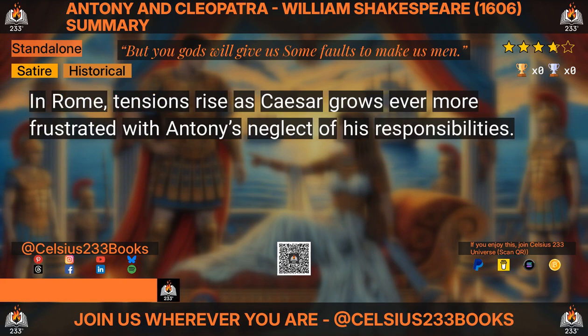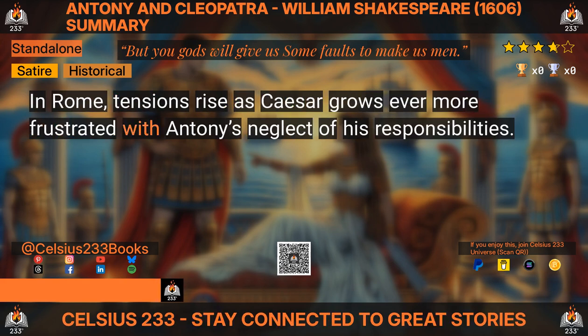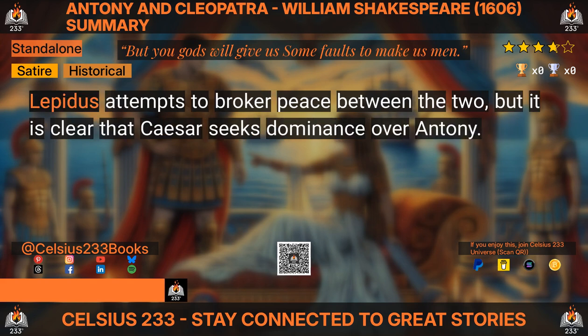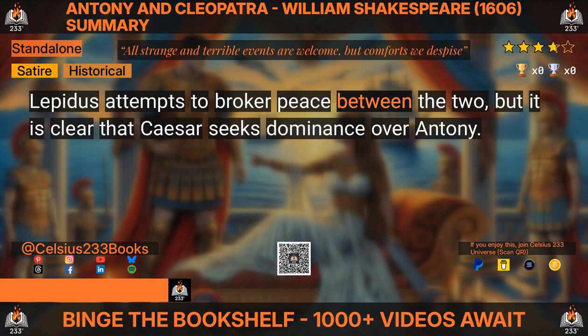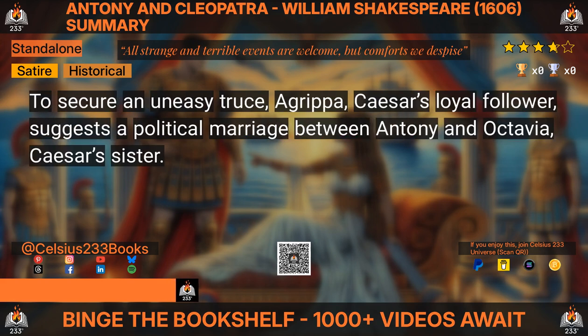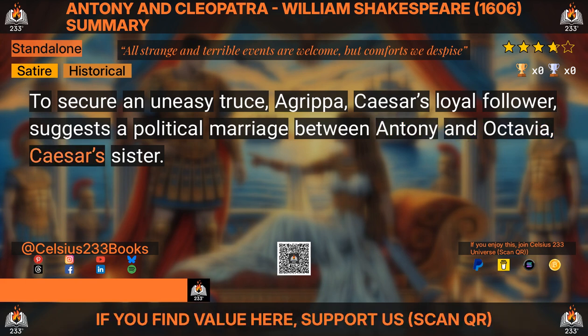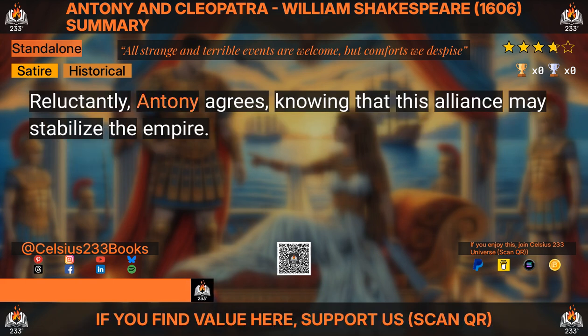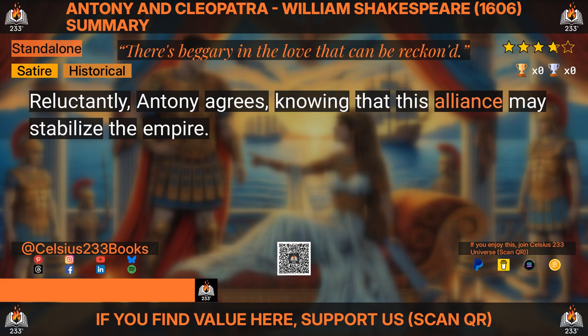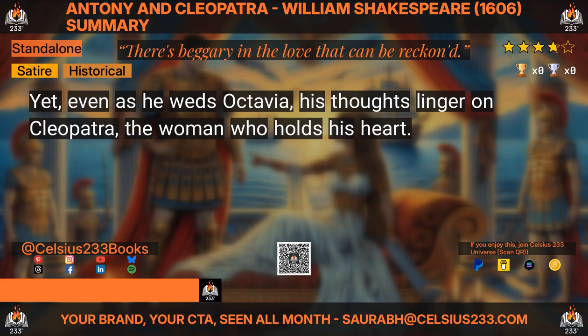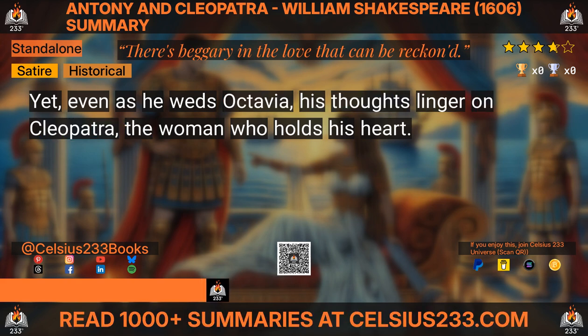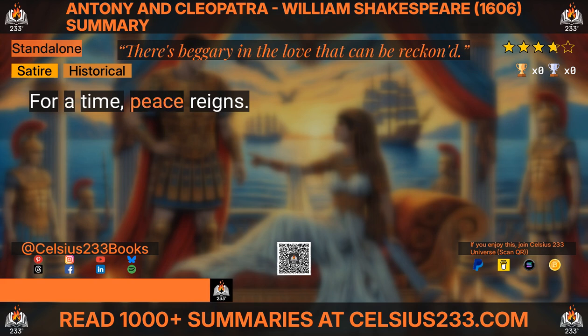In Rome, tensions rise as Caesar grows ever more frustrated with Antony's neglect of his responsibilities. Lepidus attempts to broker peace between the two, but it is clear that Caesar seeks dominance over Antony. To secure an uneasy truce, Agrippa, Caesar's loyal follower, suggests a political marriage between Antony and Octavia, Caesar's sister. Reluctantly, Antony agrees, knowing that this alliance may stabilize the empire. Yet, even as he weds Octavia, his thoughts linger on Cleopatra, the woman who holds his heart. For a time, peace reigns.